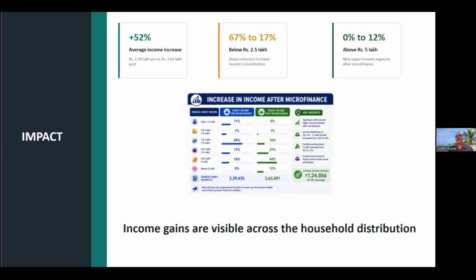Before, families earning less than 2.5 lakhs were 67%. Now they are only 17%. Among families earning above 5 lakh, there were no members before. Now they are up to 12%, and they are largely in the MFI brackets, not the SHG brackets. We have also looked at how the buckets have moved pre and post. The buckets up to 1.2 lakhs, 1.2 to 1.5 lakhs, and 1.5 to 2.5 lakhs have reduced. The 2.5 to 3.5 lakh bucket has increased, 3.5 to 5 has increased, and above 5 has increased. That's how the whole income distribution has changed.